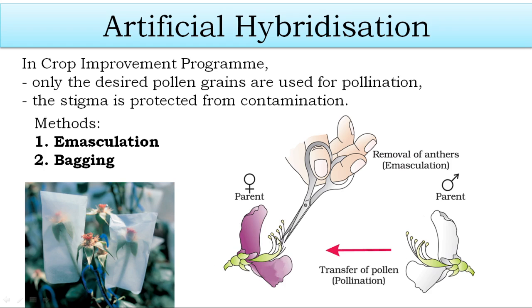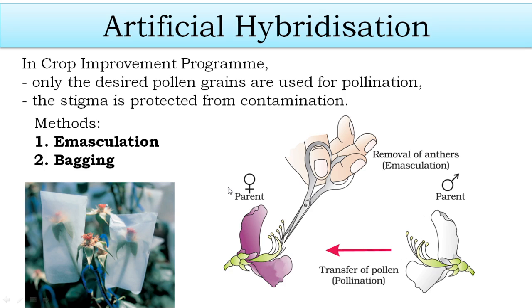And when the stigma becomes receptive, when the time is correct, what we can do is collect the pollen grain from the male parent and then put it over here. This is called dusting. And then you can bag it again. After bagging, the plant will produce offspring. So this is called artificial hybridization.